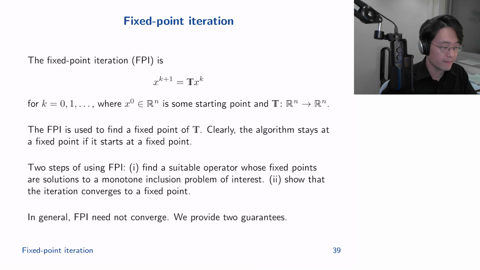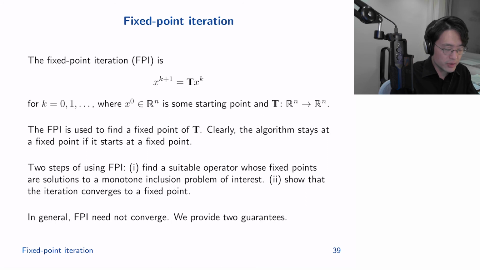Okay, next let's talk about the fixed point iteration. So the fixed point iteration, which we abbreviate as FPI, is defined by this. So the k+1th iterate of the iteration is defined as the operator T applied to the kth iterate of the iteration. And this iteration is defined for k equals 0, 1, and so on. And the initial point x0 is just some starting point. And we assume that the operator T maps from Rn to Rn. In particular, the domain of T is all of Rn.